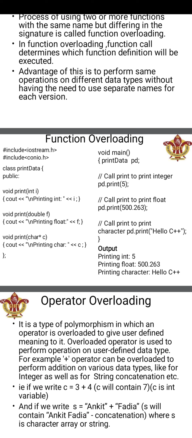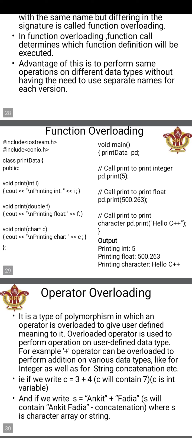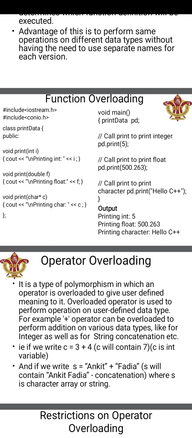The first function, void print integer i. Here we are passing an integer as the argument, and we are printing. We have written the cout statement as printing integer and then i. In the second version, we are passing one argument but of type double. In the third function, we are passing again one argument but of type character pointer. It means it's a string. Now let us look at the main function.